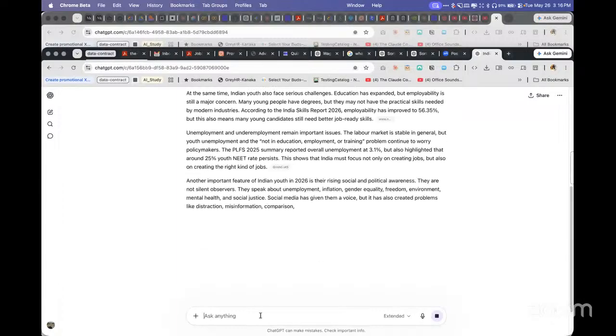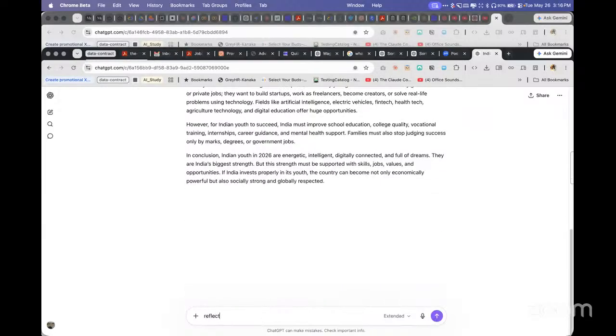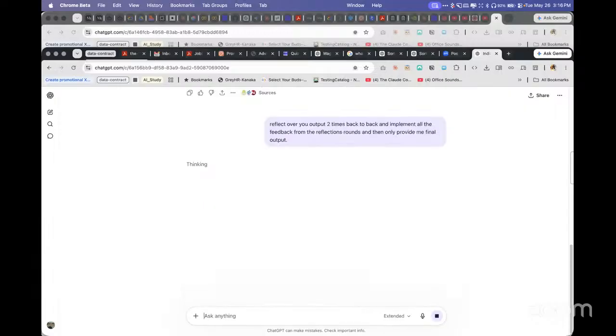My next prompt, once this output finishes, is: okay, reflect over your output two times back to back and implement all the feedback from the reflection rounds, and then only provide me the final output. So we'll see what magic it brings to the output.